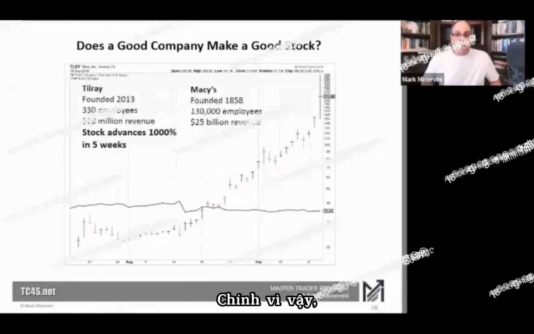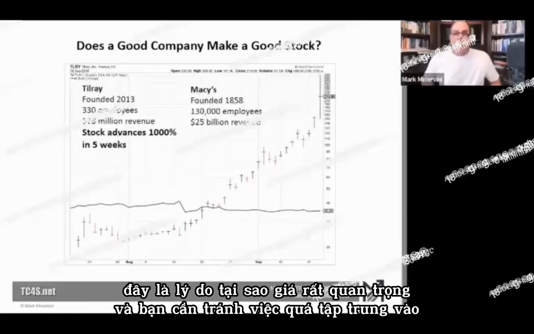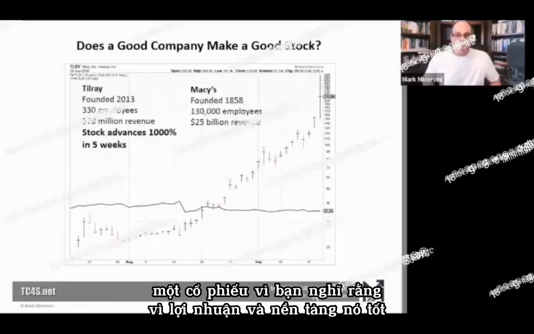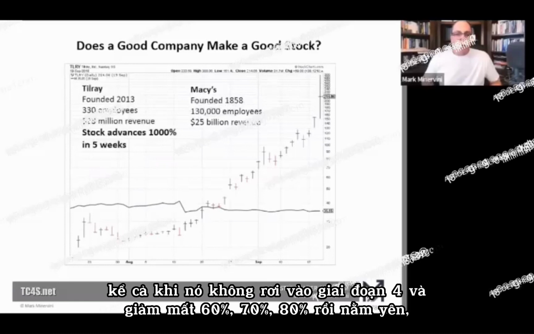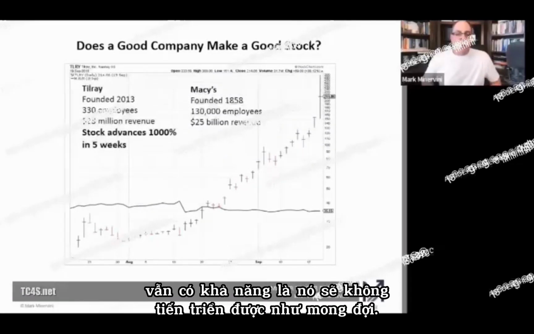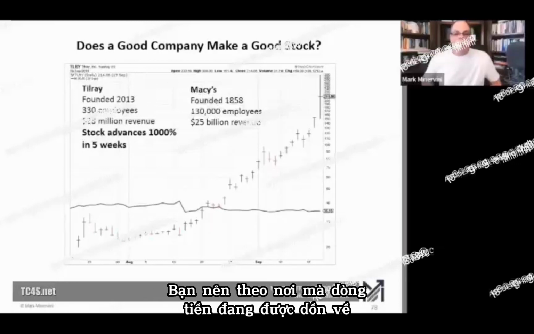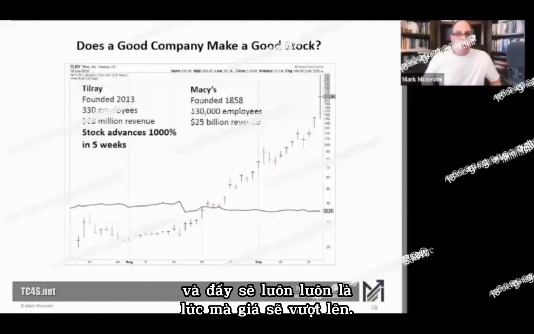Okay, so again, discounting. This is why price is so important, and not to get hung up on, well, I'm going to buy this quality stock and the earnings are good, the fundamentals are good. Well, even if it doesn't go down precipitously, even if it's not a stage 4 decline, it goes down 60, 70, 80% and stays down, it may not perform well. You want to be where the money is, where the money's going, and that's where price always overrides.